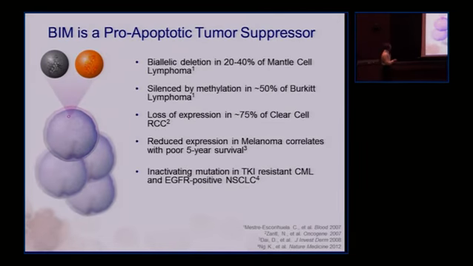And not only here, but it turns out that BIM is lost or inactivated by multiple other mechanisms in many other malignancies, including Burkitt lymphoma, renal cell carcinoma, melanoma, CML, or non-small cell lung carcinoma. And it suggests that in order to treat these, we might want to really reactivate this death pathway within these cells.